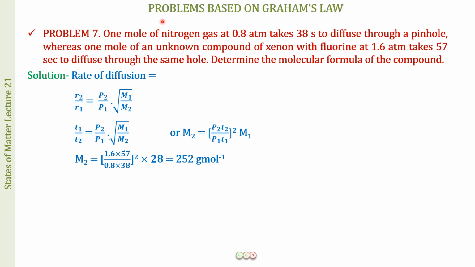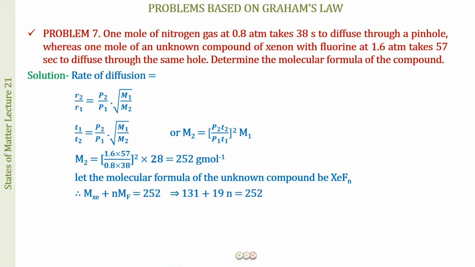The molecular mass of nitrogen gas you knew, and you have now found out the molecular mass of the other gas. Now, what we do not know is the molecular formula of the compound of xenon with fluorine. So we can write that as XeFn. And from here, the mass of xenon plus the mass of fluorine into n, the number of atoms of fluorine in the compound, is going to be equal to 252.